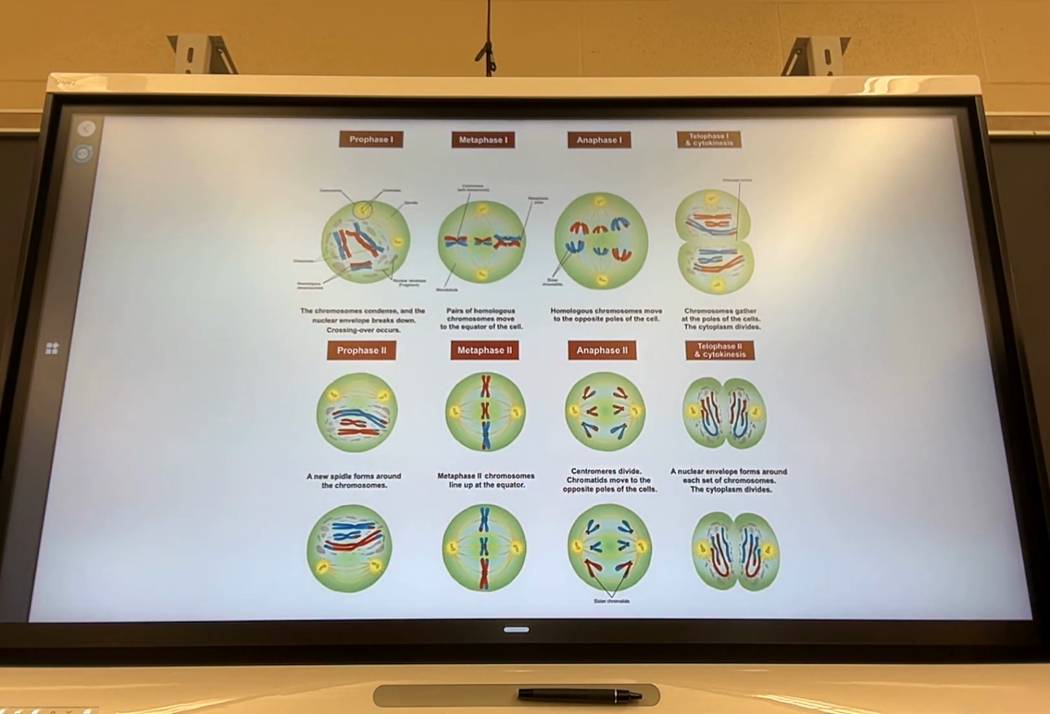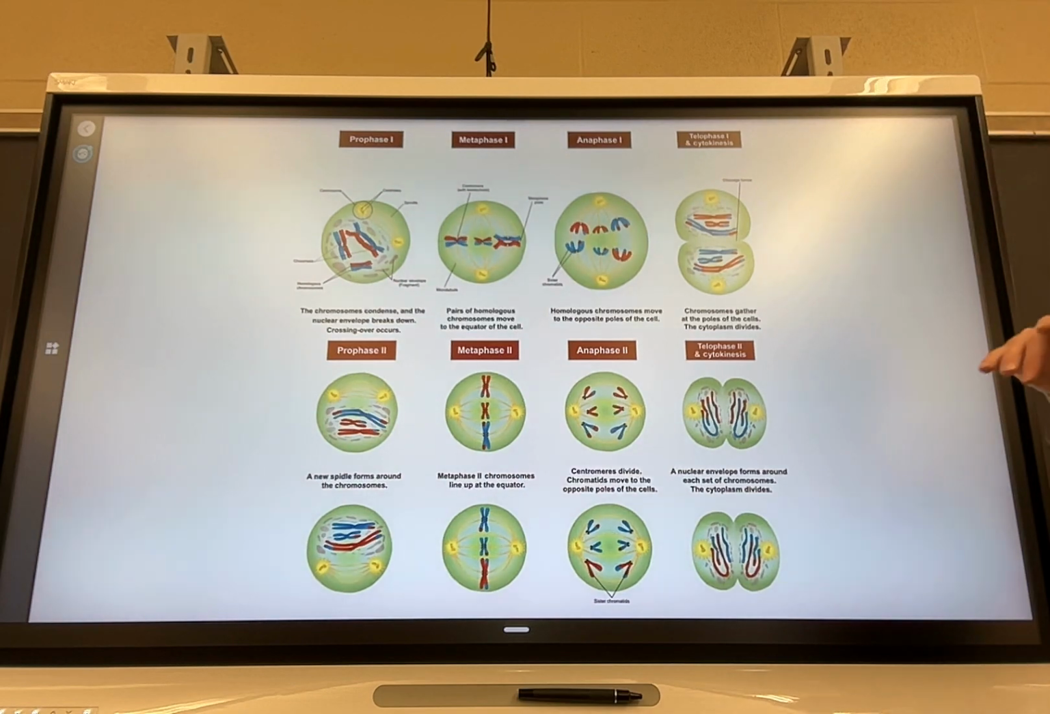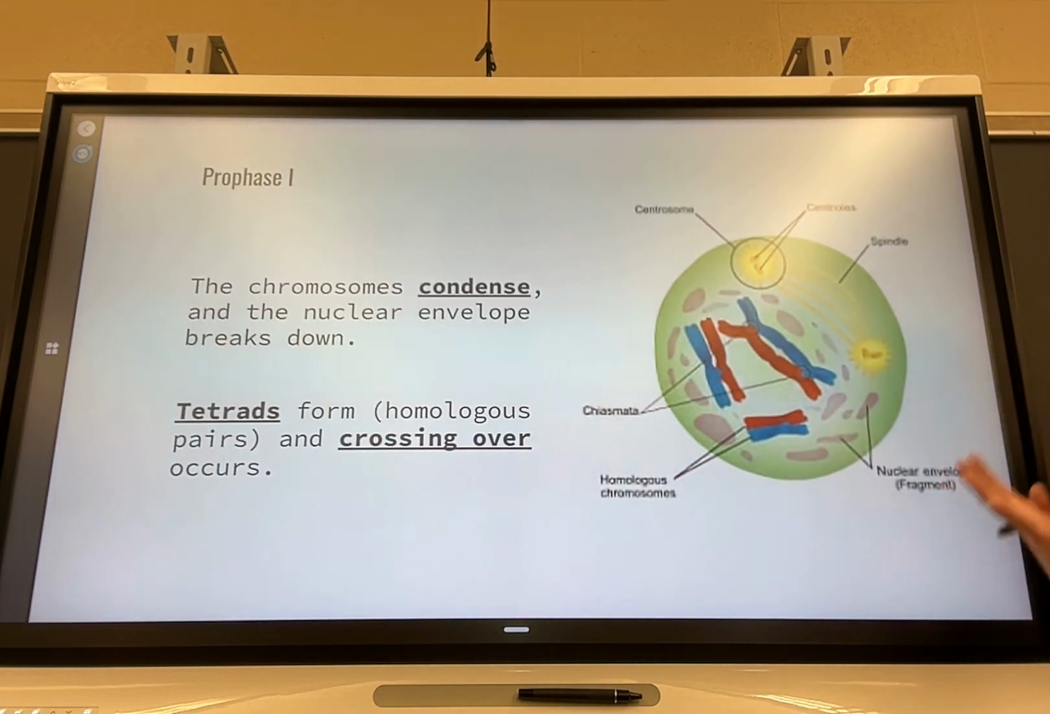And in meiosis, there are 8 to 10 stages, because we go through PMAT twice. So if you remember from mitosis, our acronym PMAT, prophase, metaphase, anaphase, telophase, and then cytokinesis at the end, is going to happen twice. So we start in prophase 1.